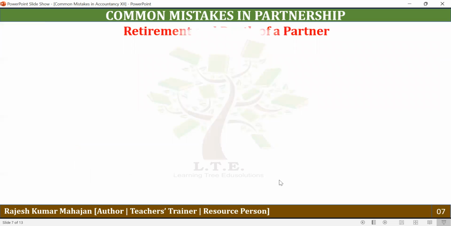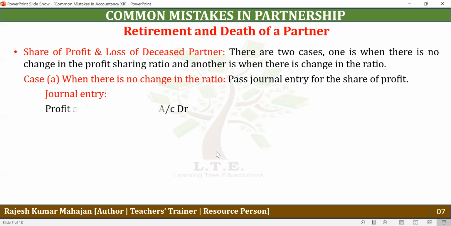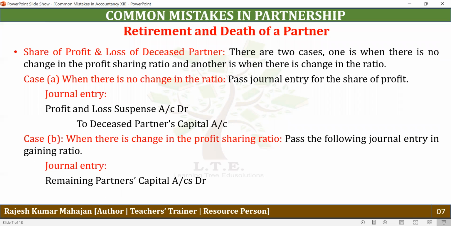Next, we are going to discuss the profit or loss of a deceased partner. There are basically two cases. The first case is where the profit ratio among the remaining partners does not change, and in the second case we will discuss when there is a change between the new ratio and old ratio of the remaining partners. So let's understand one by one.